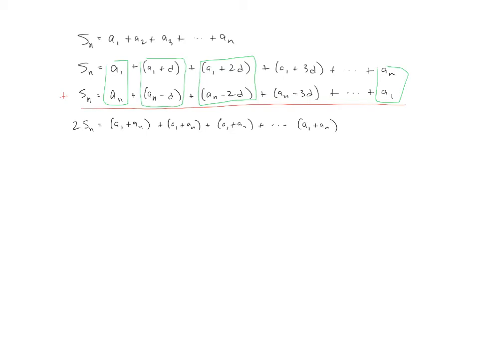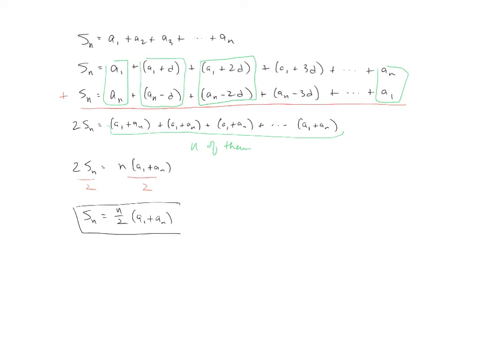And there we go. You can see that all of those are the same term. And how many do we have? Well, looks like we have n of them. So another way of writing that would be 2 times s sub n equals n times a sub 1 plus a sub n. And if I divide by 2, then I actually get my desired formula of n over 2 times a sub 1 plus a sub n. So there's the overall formal proof for that.